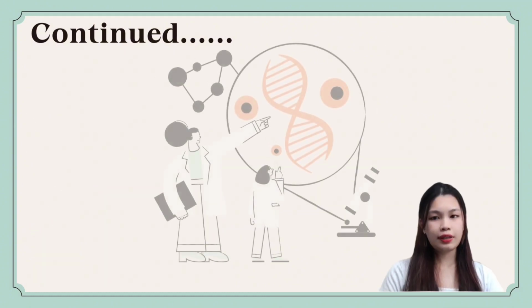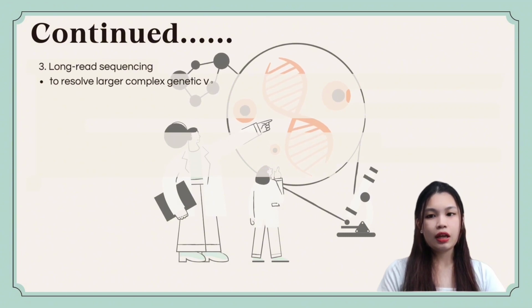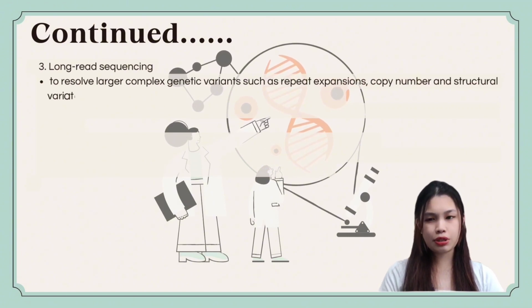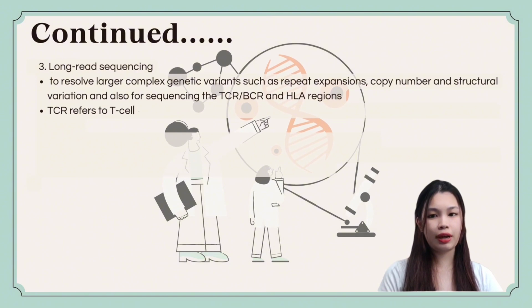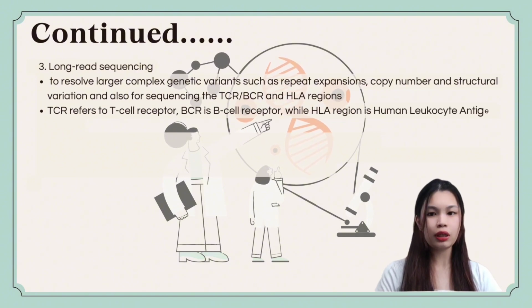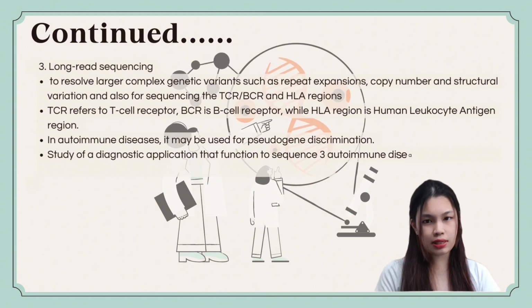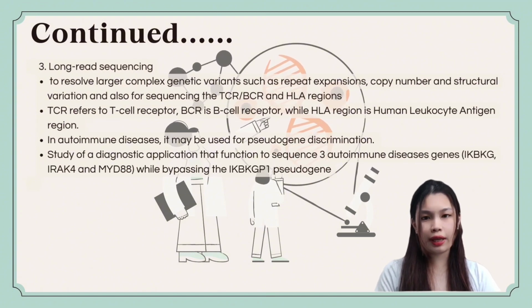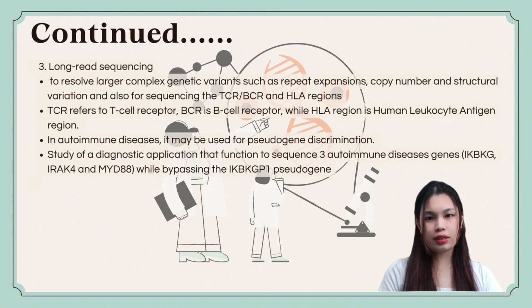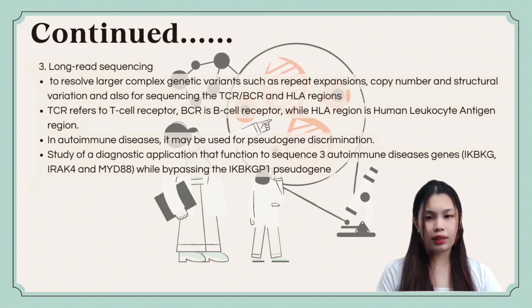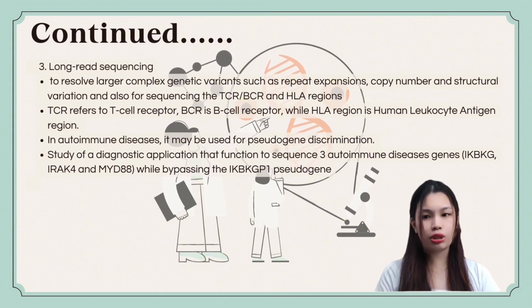Moving on, the next one is long-read sequencing. The purpose of this method is to resolve large complex genetic variants such as repeat expansion, copy number, and structural variation, and also for sequencing the TCR or BCR and HLA region. For the information, TCR refers to the T cell receptor, BCR is B cell receptor, while HLA is the human leukocyte antigen region. In autoimmune disease, it may be used for pseudogene determination as well.